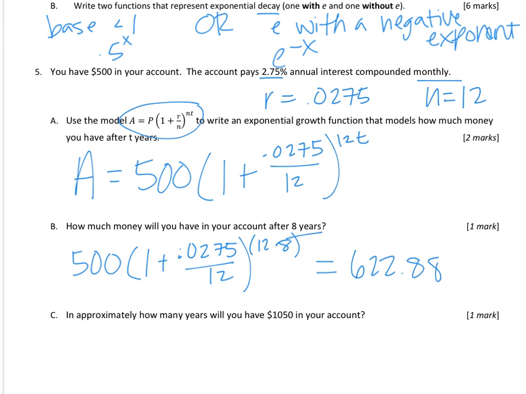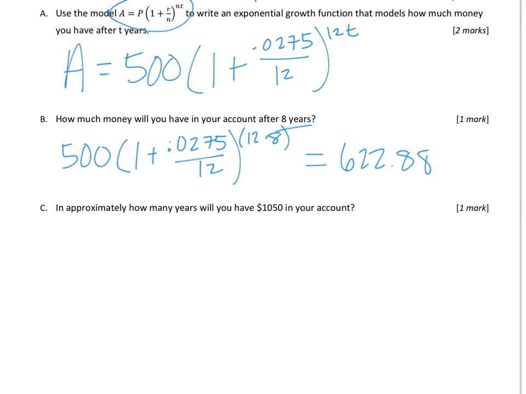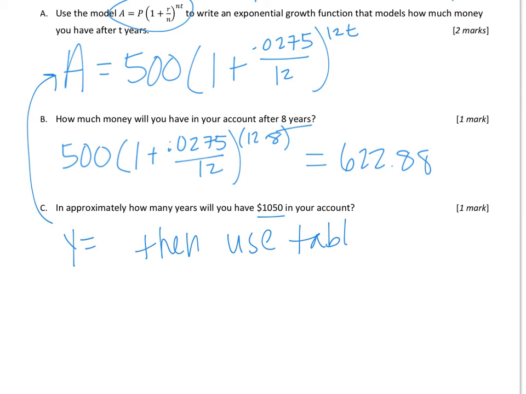Okay, last question here. In approximately how many years will you have $1,050 in your account? So this is where we take our equation from part 1 and put it into the y equals part of the calculator. Then you're going to look at the table. So let me type that in. 500, 1 plus 0.0275 divided by 12, raised to the 12x.